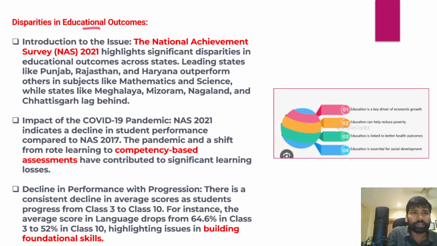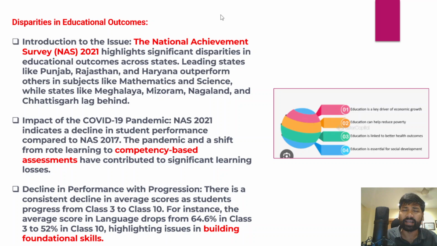However, when we talk about educational outcomes, there are a wide variety of disparities across different fields and different regions. In fact, the National Achievement Survey, which is conducted by the government to assess the quality of education and access to education, has highlighted in 2021 that there are disparities in educational outcomes across different states, right? It assesses the educational outcomes across different states in the country.